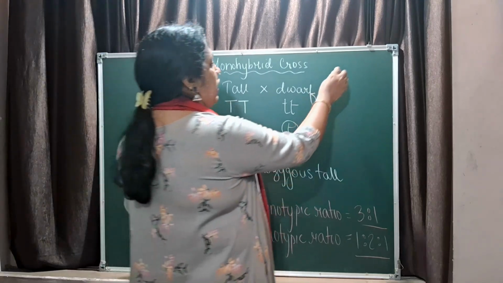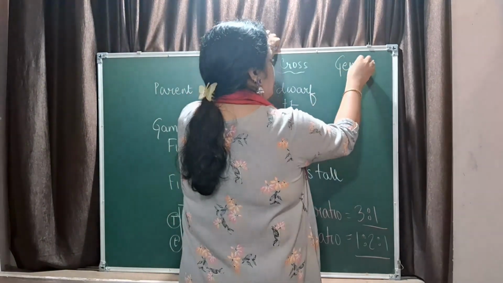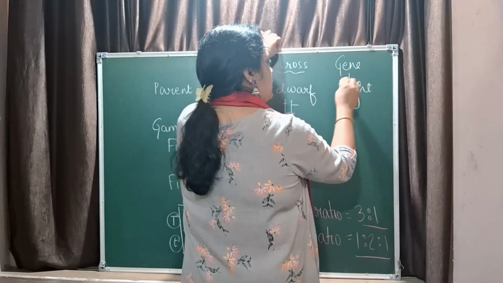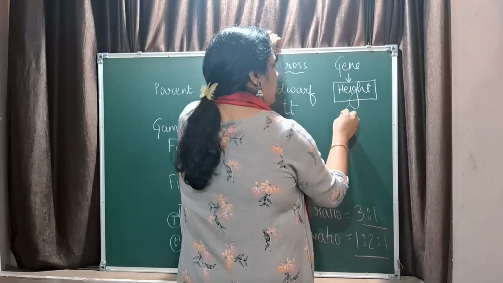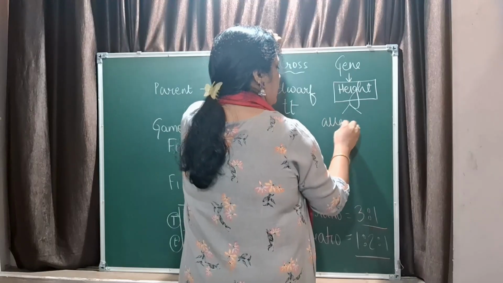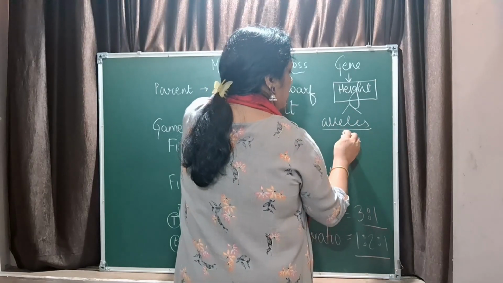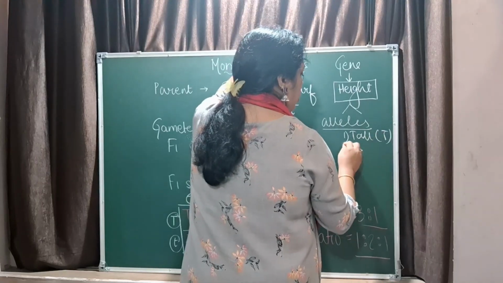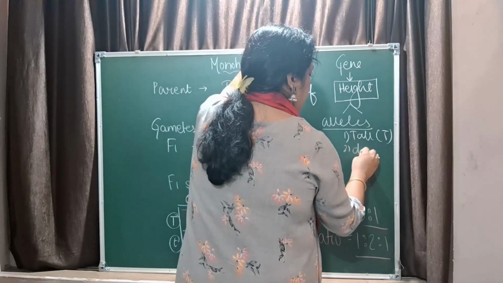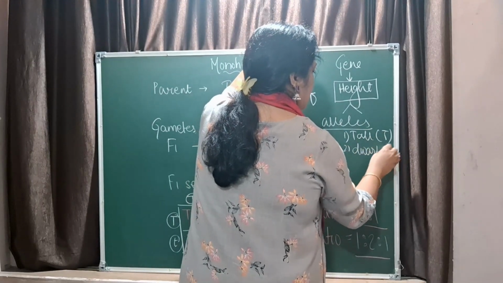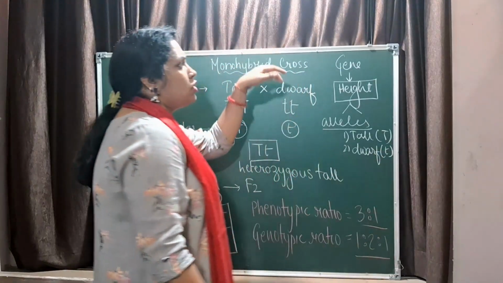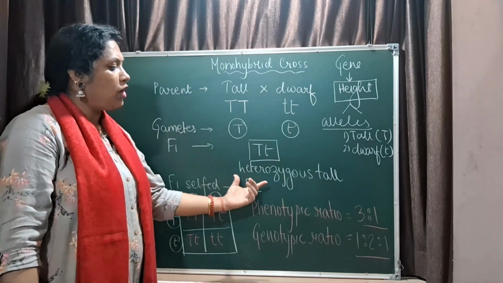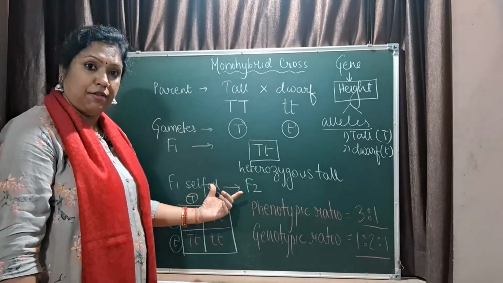Always remember, children, in this case the gene is the height of the plant. The gene is the height of the plant, and the alleles, that is the alternative forms of the gene, are tall, that is capital T, or dwarf, that is small t. Okay, so you understood the difference between a gene and its allele. So here you have got heterozygous tall as the F1 plant.